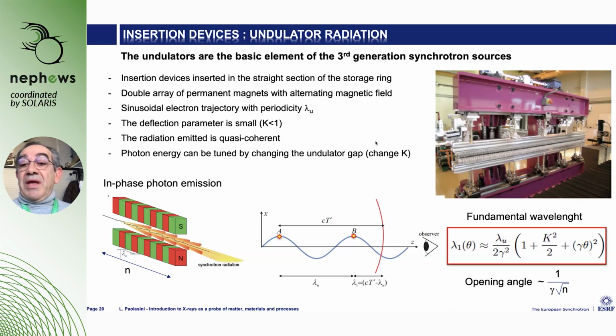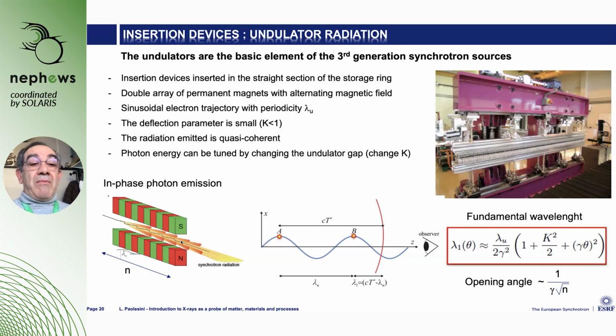We call the fundamental harmonic the first harmonic of the undulator, lambda 1, and this is proportional to the periodicity of the magnet array, inversely proportional to the square of gamma, and depends on a parameter K, called the deflection parameter, which can be changed by changing the gap between the two magnets.